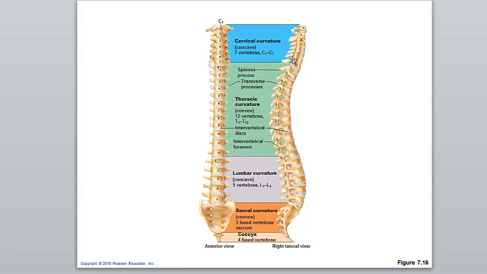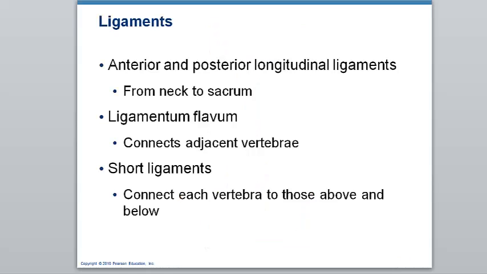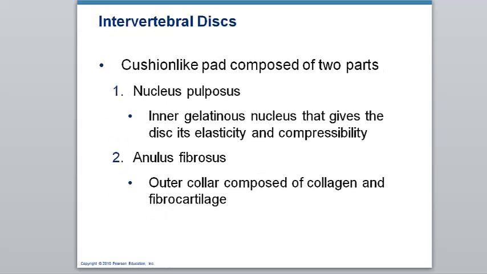Now, this arrangement of vertebrae, one on top of each other, they don't just randomly sit on top of each other, but they are actually held together by a lot of ligaments. The ligaments that you have are your anterior and posterior longitudinal ligaments from neck to sacrum. Ligamentum flavum connects adjacent vertebrae. And between each vertebra, above and below, you have short ligaments.